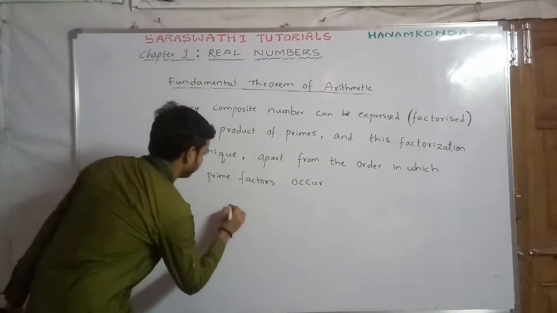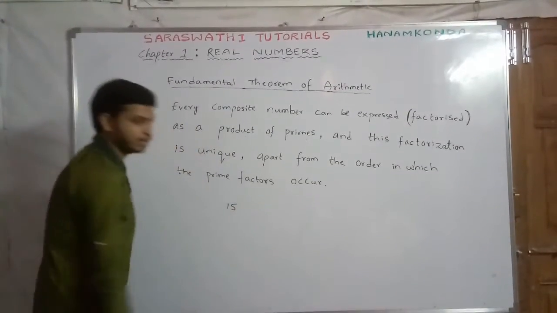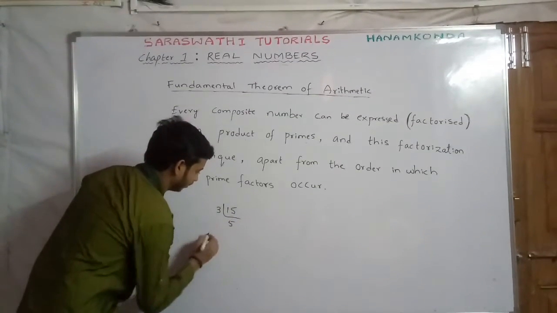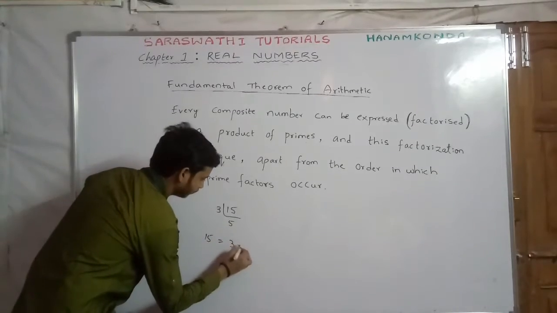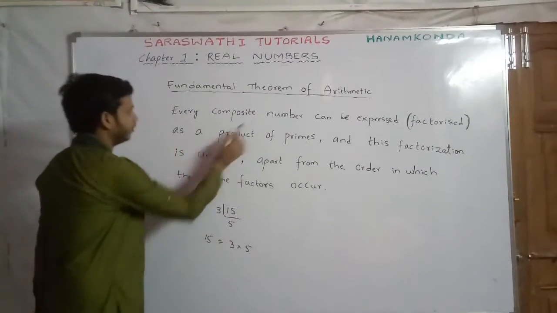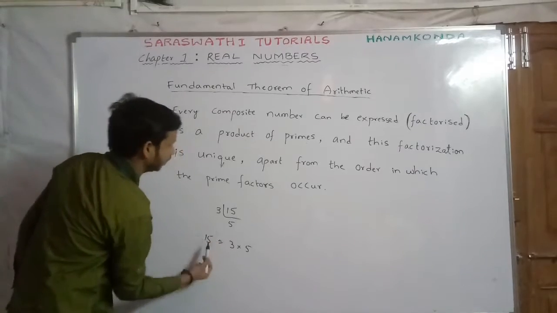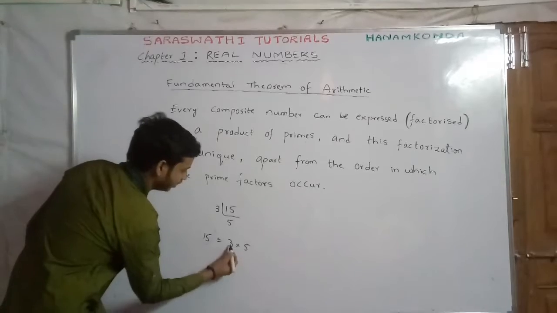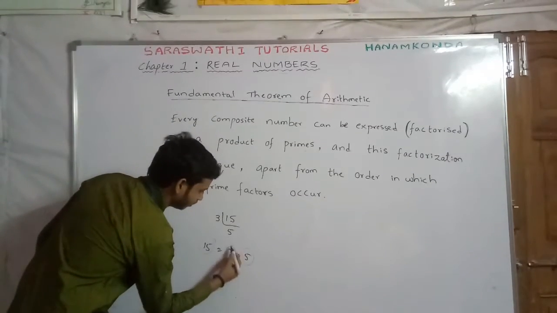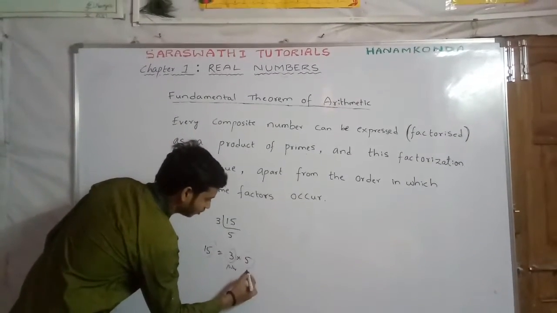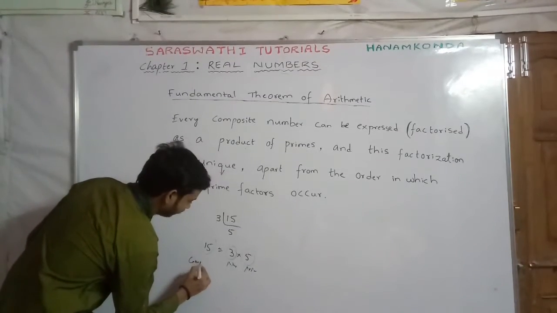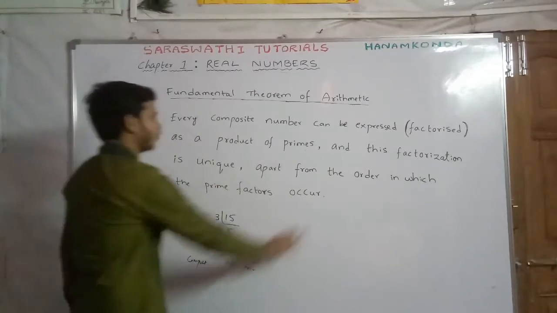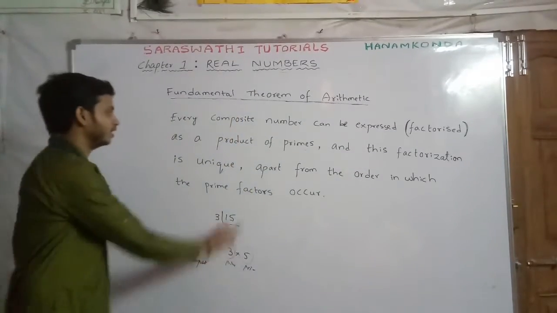Suppose we take the number 15. We know that 15 is a composite number. If we factorize 15, 3 times 5 is 15, so we can write 15 equal to 3 into 5. Every composite number can be expressed as a product of primes. That means 15 is expressed as a product of 2 primes: 3 is a prime number and 5 is also a prime number. And this factorization is unique apart from the order in which the prime factors occur.